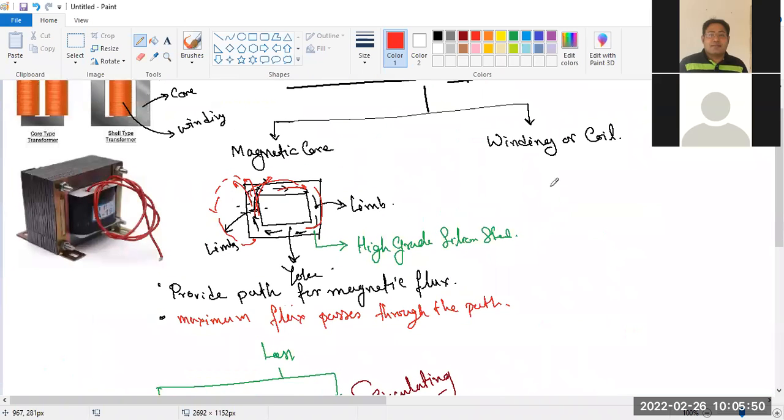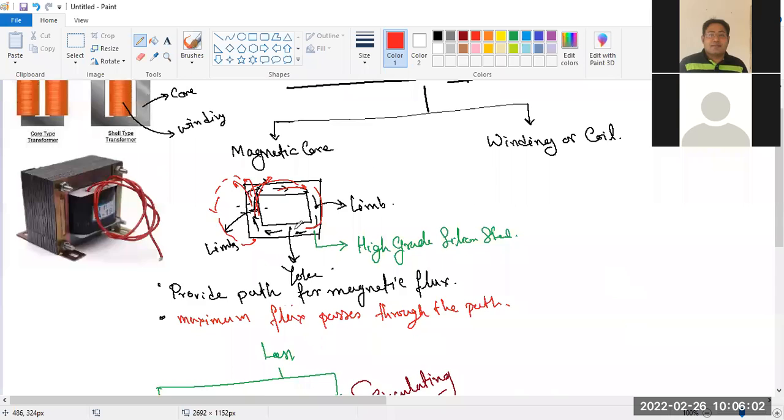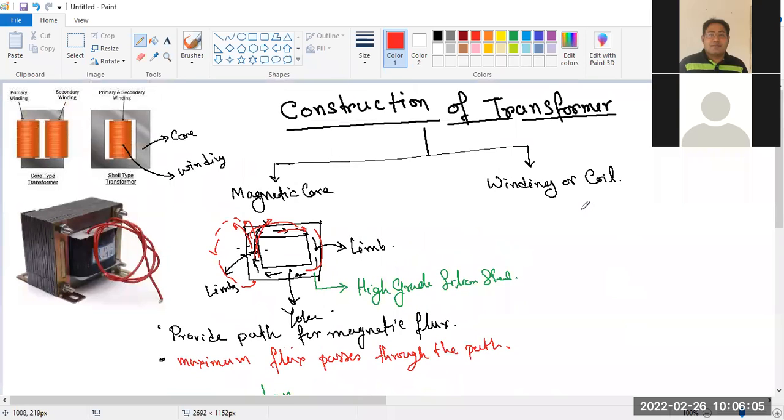Okay. Next, we are talking about the winding or the coil. You can see there are two things: one is winding and the other is core. So this was more or less about the core, and now we are talking about the winding. Windings generally carry the current. In this coil, the current flows through the winding. It is generally made of copper, so that it will carry the current and provide less resistance.